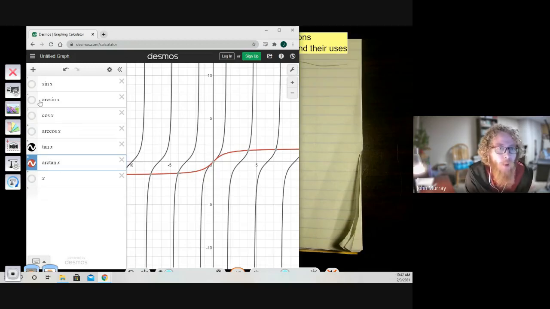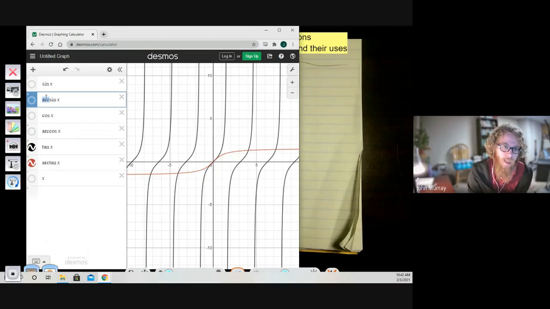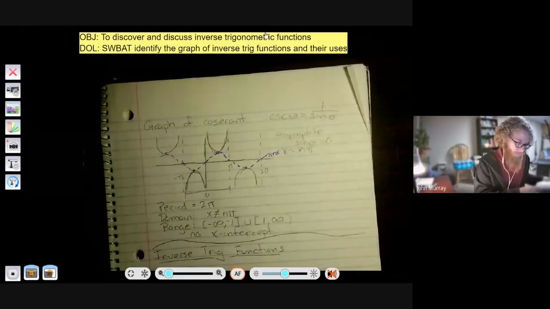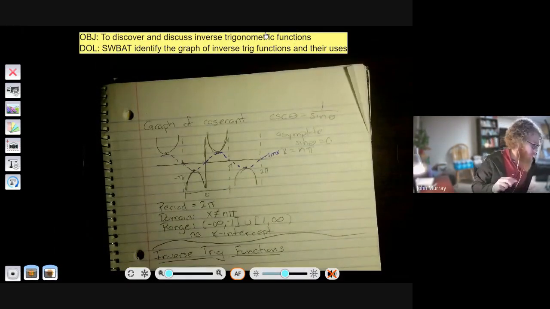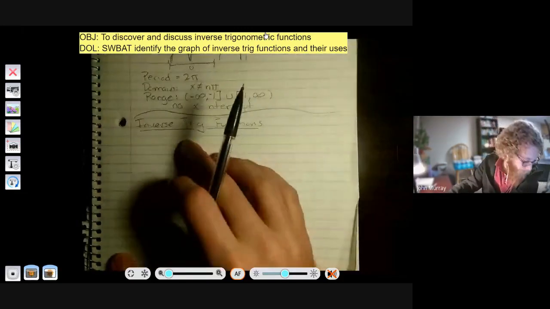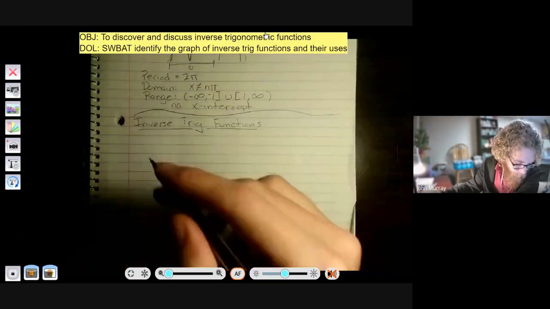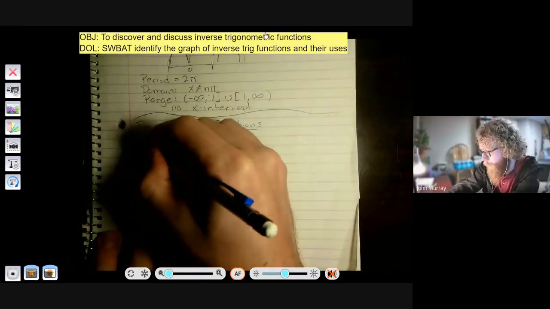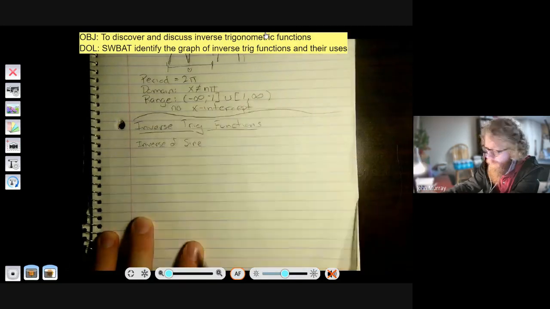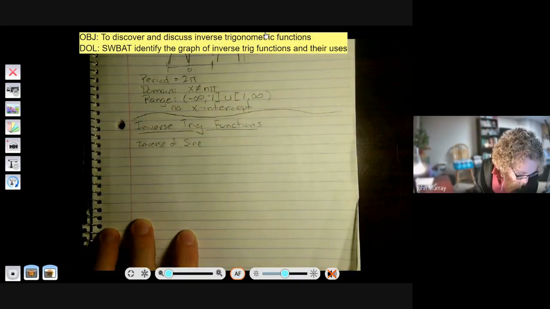So one thing you might have noticed is how we label our inverse, right? We throw the word arc in front, and that means the inverse of sine. All right, so let's get down to it. So we'll start with the most basic. The sine.